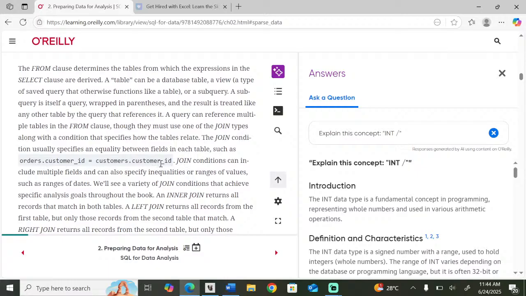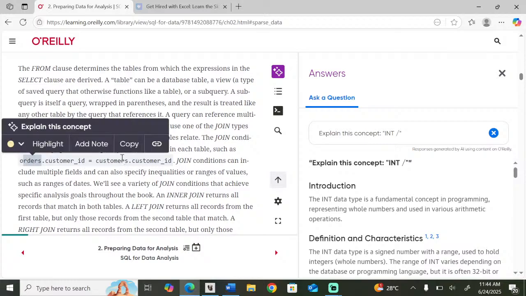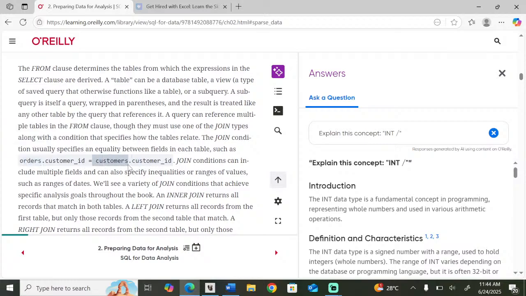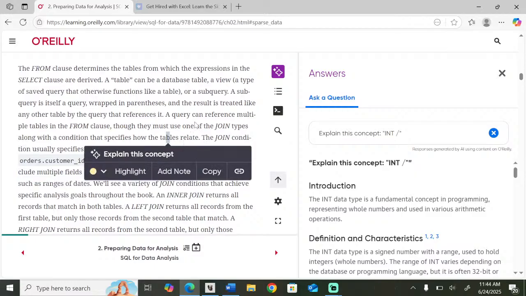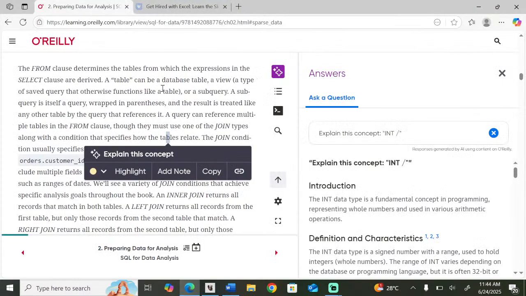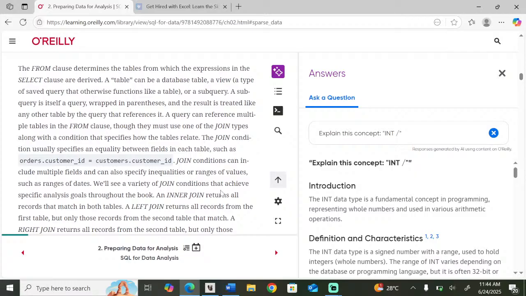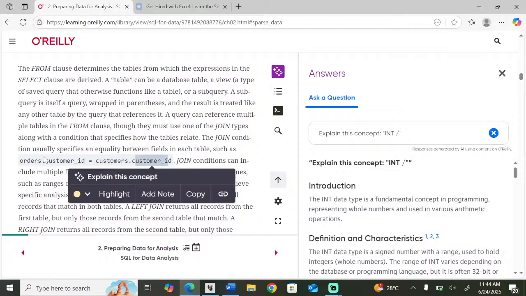And we also have something like this: orders, customer underscore id. This is a join. So you're joining the orders table to the customers table. If you want to join two tables, there must be a column that they share. For example, we have customer ID in the customer table, and in the orders table we also have customer ID.